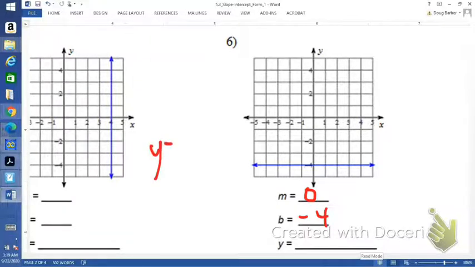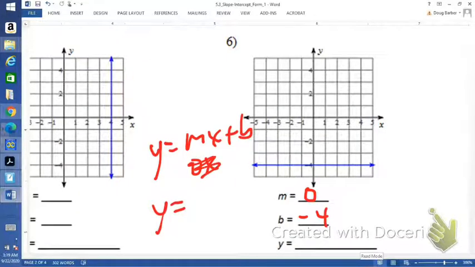So we have y equals mx plus b. 0x is just 0, so that would go away, it would be nothing. And then what's our y-intercept? -4. So y equals -4 is what the equation of this line would be.